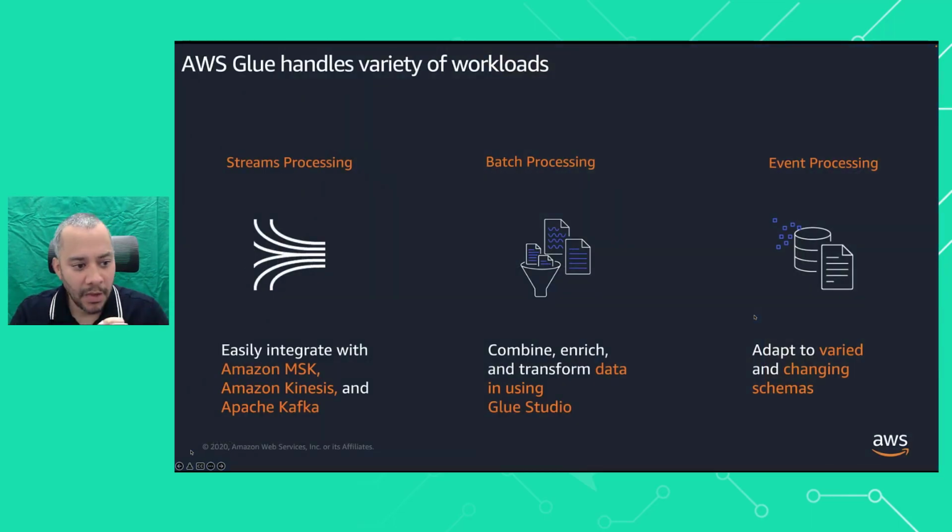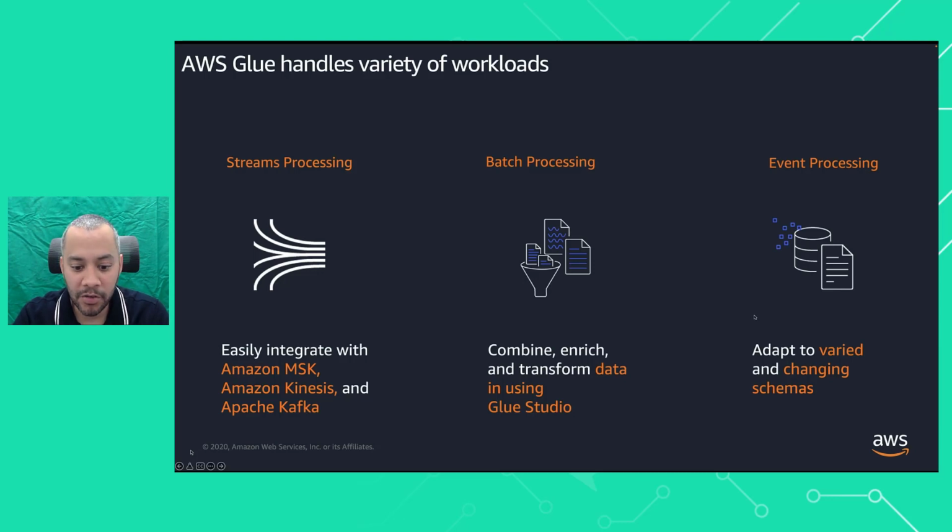So as I mentioned before, we have streaming and batch processing, but also we have event processing. Let me walk you through these three options. Streaming processing, as I mentioned before, is real-time data processing. AWS Glue integrates with Amazon MSK, our managed Kafka service. Also, it integrates with Amazon Kinesis, our streaming native service, and also Apache Kafka. So if you see, the most common streaming sources are covered by AWS Glue as a source.